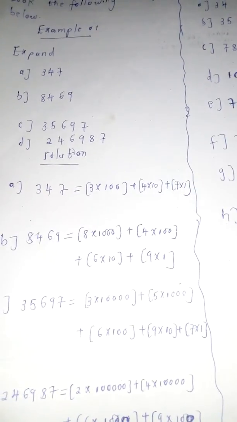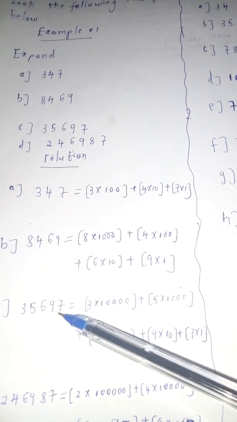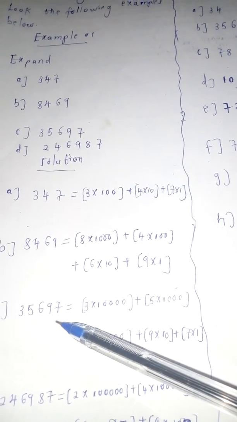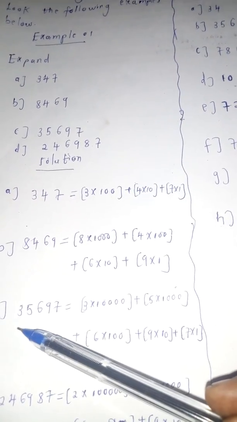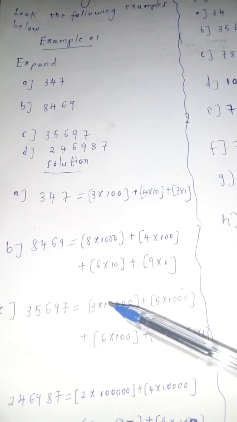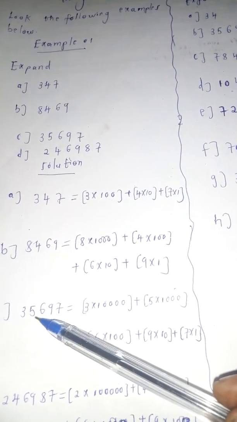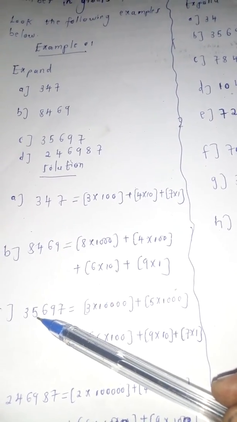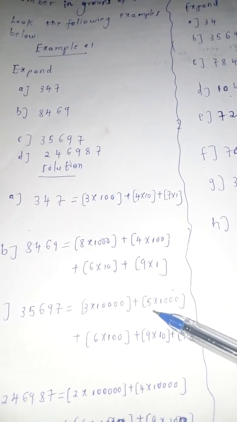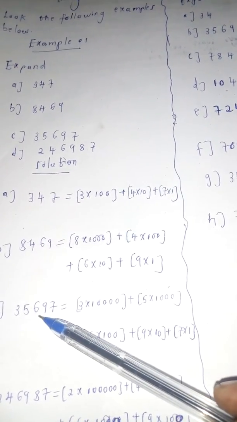This is 35,697. You just ask yourself how we obtain 30,000. You take 3 times 10,000, you will obtain 30,000. And what about this one? This is 5,000. How do we obtain 5,000? By taking 5 times 1,000. You get 5,000. Then you add.